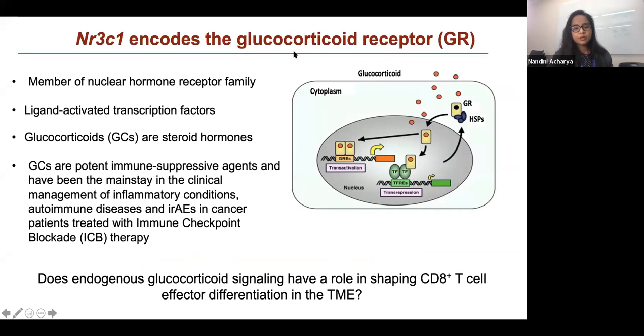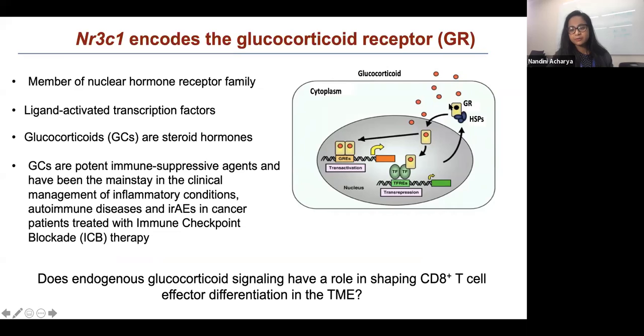NR3C1 is a gene that encodes the receptor for glucocorticoids, and these glucocorticoid receptors are members of the nuclear hormone receptor family. Now, in an inactive state or in the absence of the ligand, the glucocorticoid receptor is present in the cytoplasm in an inactive state where it is bound to inactivating partners like heat shock proteins.